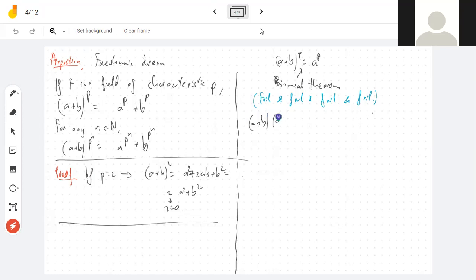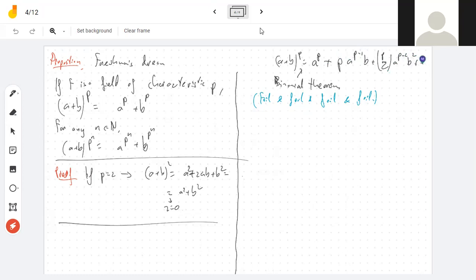You have a plus b, a plus b, a plus b. You gotta multiply in every possible way, because that's what the distributive law tells you to do. And then you count how many times you've multiplied i a's and j b's, and that's going to be p choose i. Anyway, look up the binomial theorem if you don't remember why it's true, or ask me in office hours.